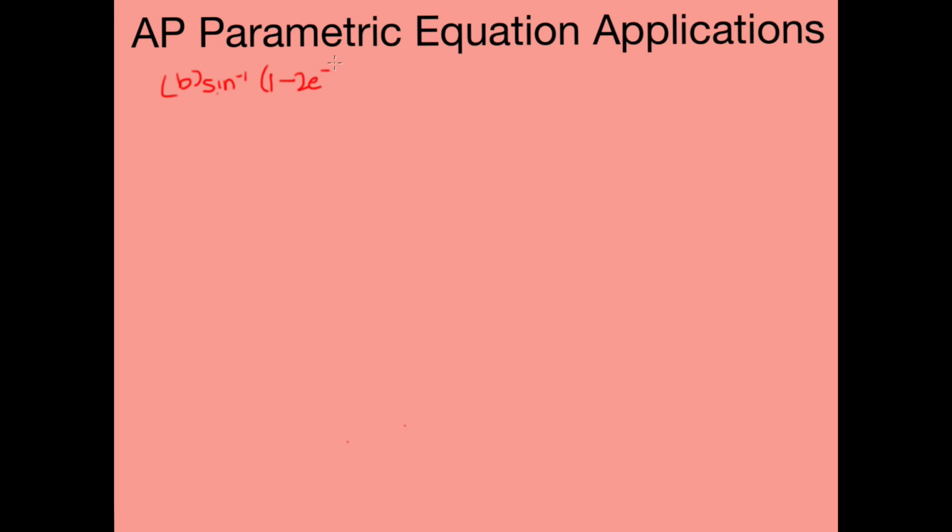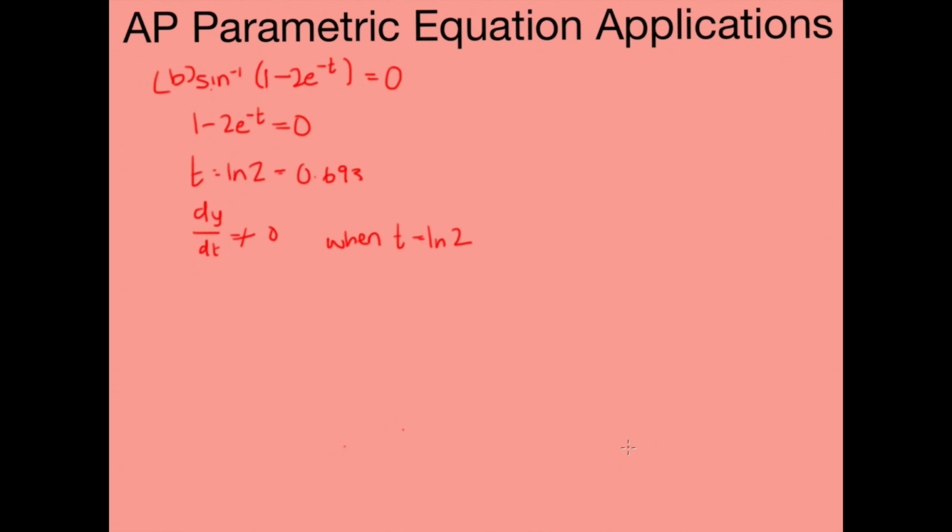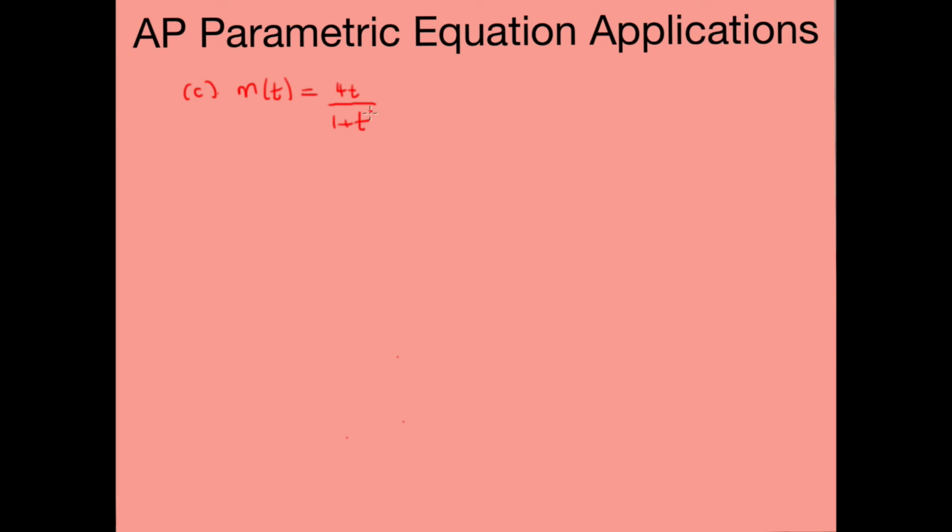Part B is asking us to find what is t when dx over dt is equal to 0. So in this case, we're going to set it equal to 0, and then we find t is equal to ln 2, which is equal to 0.693. m of t is equal to dy over dt times dt over dx, and then we take the limit as t approaches infinity, and we find that it is equal to 0.